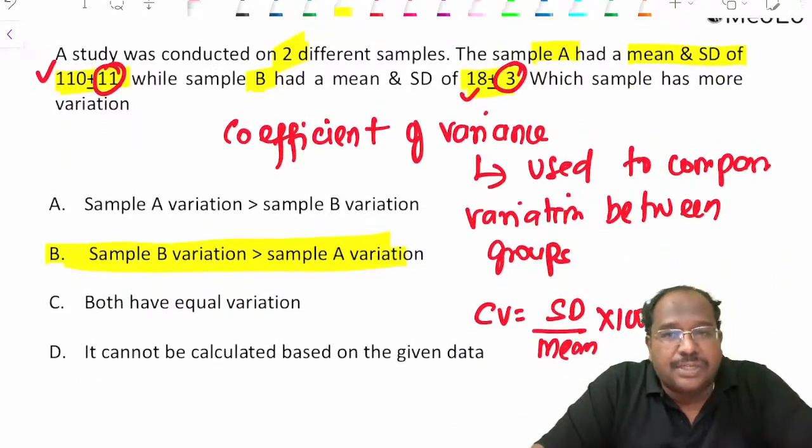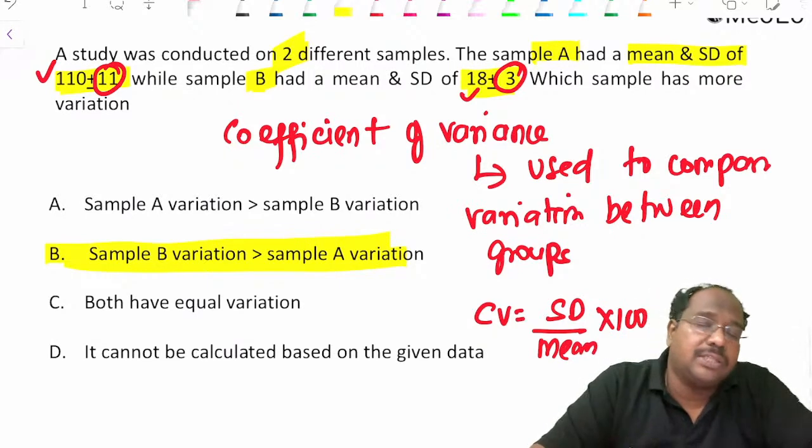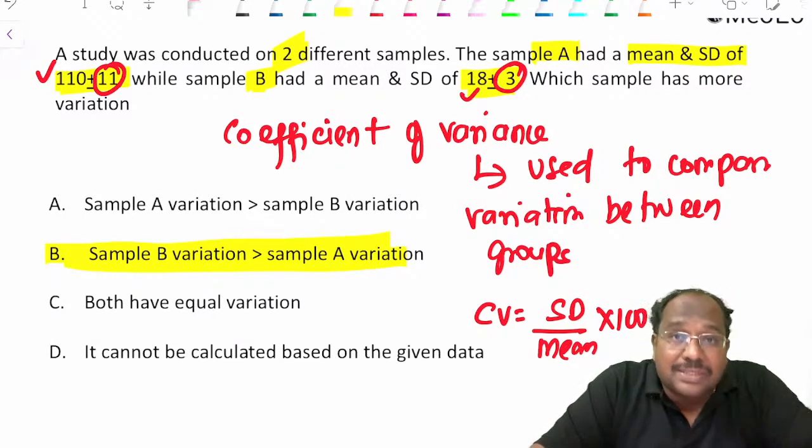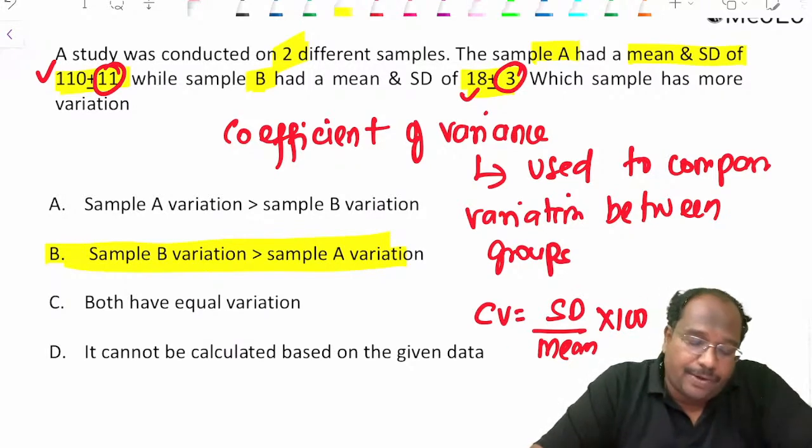So this is the coefficient of variance. We use it to compare the variation between groups with different units, or just two different groups also you can compare, because you are converting the value into percentage. If you see it in percentage, it's easy to compare.